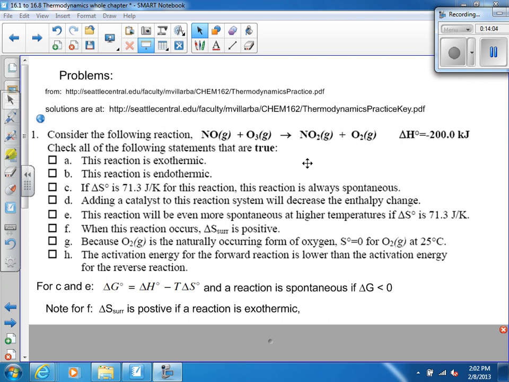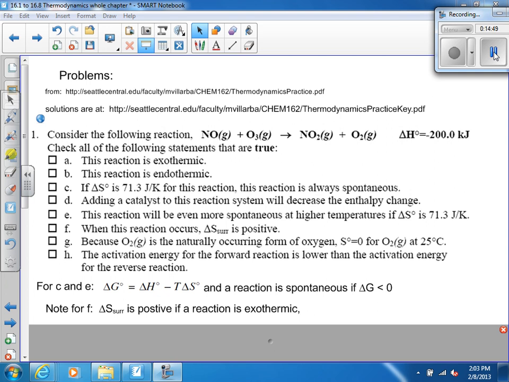Okay, is this true? Since O2 is the naturally occurring form of oxygen, S naught, the standard entropy, is 0 for oxygen at 25 degrees Celsius. You got to remember this from chapter 6. Okay, H, activation energy of the forward reaction is lower than the activation for the reverse reaction. Is that true? That depends on delta H. You want to think about your activation energy curves, and if delta H is negative, does that mean reactants are higher or lower than products? And does that mean that your activation for the forward reaction is more or less than the activation for the reverse reaction? I'm going to put up these answers, so hopefully you've got your answers in there.